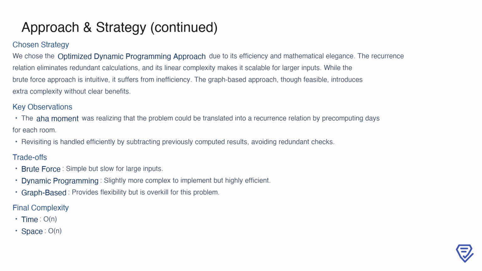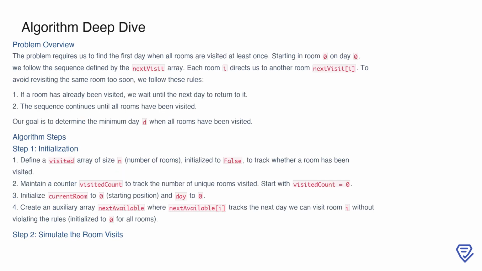To solve this problem, we need to determine the first day when all the rooms have been visited at least once. We start in room 0 on day 0 and follow the sequence defined by the next visit array, where each room directs us to the next room we should visit. However, there are two important rules to follow. First, if we try to visit a room that we have already visited, we must wait until the next day before returning to it. Second, we continue this sequence until every room has been visited at least once. The goal is to figure out the minimum day when this happens.